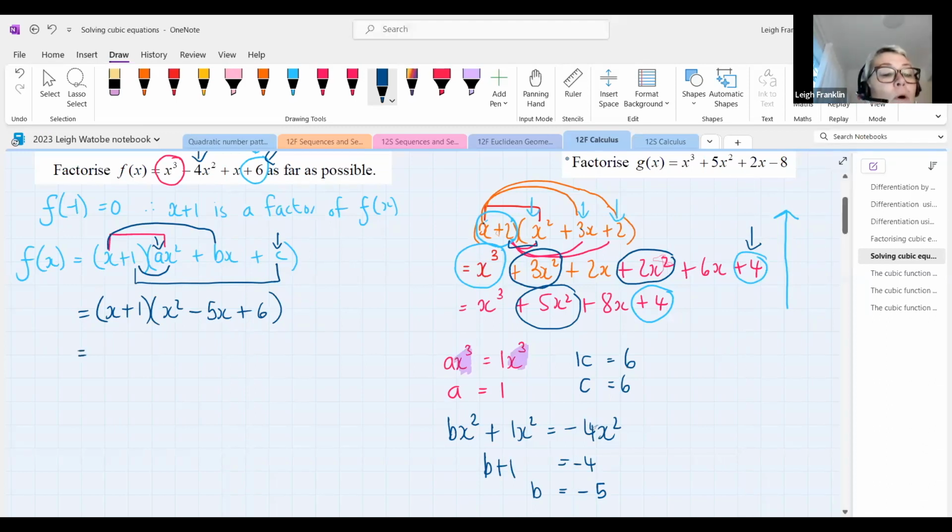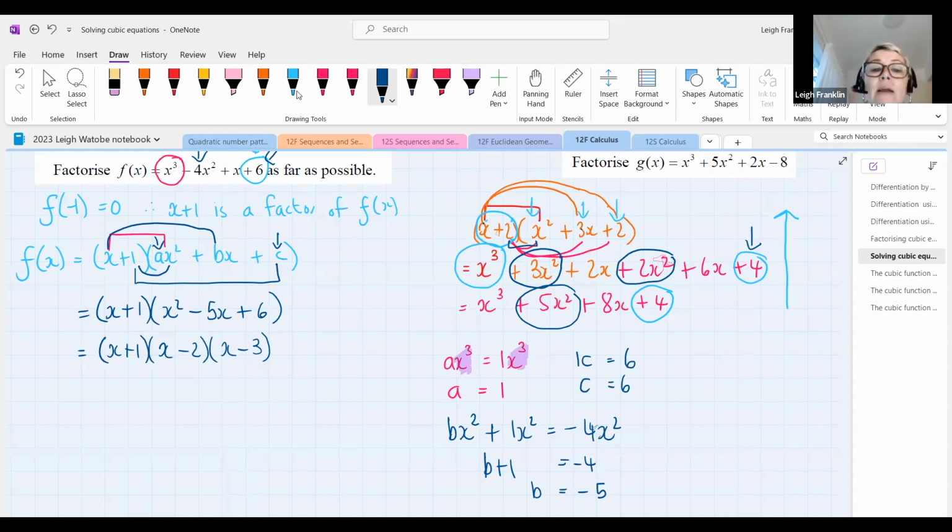Okay. All right, so we're not finished yet because we still need to factorize our trinomial. So we've got x plus 1, and now when we factorize our trinomial, it factorizes into 2 brackets. One is -2, the other one is -3, to give us that -5x in the middle and that +6 at the end. And there you go. Your cubic is fully factorized.